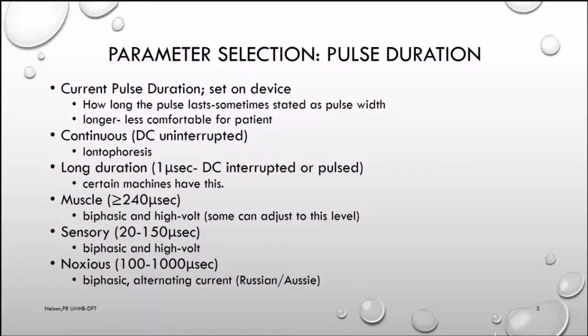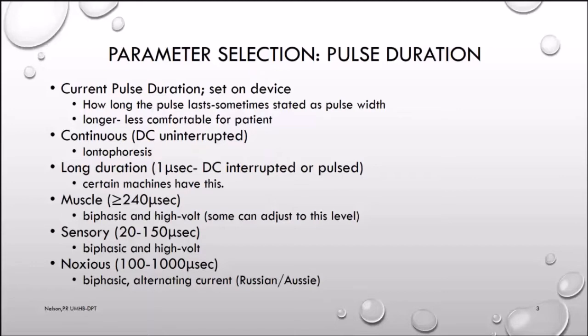We have continuous current, which is really uninterrupted. It happens in a direct current mode, and this is the type of current we use for iontophoresis. And for those denervated muscles, we'll show that, but it's not something you're going to be held accountable for. We have long duration, that's 1 microsecond or longer, and it's considered DC interrupted or pulse stimulation. There are certain machines that have this, but we're not looking at that as a clinical application in this series of lectures or things you're going to need to do in lab.